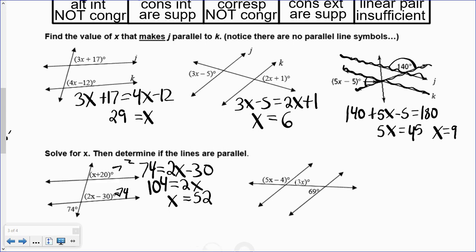Okay. So if I ask you if these lines are parallel, this is now going back to what we were doing in the first chart. What's the relationship between these two angles? Corresponding angles should be congruent, are they? So are these lines parallel? No. I'm going to write, hold on. Not parallel.